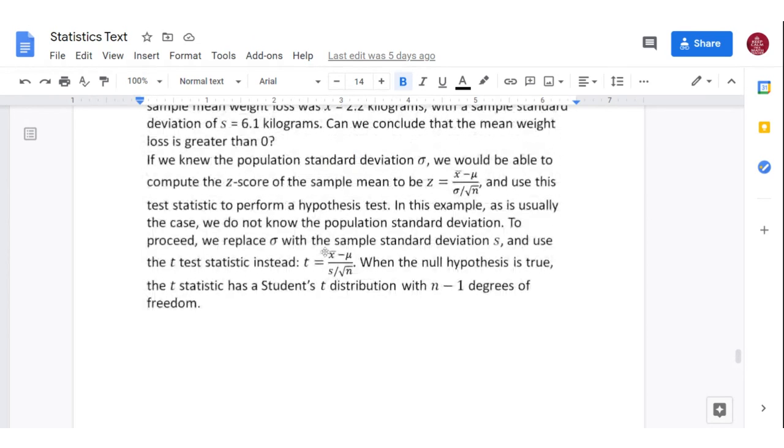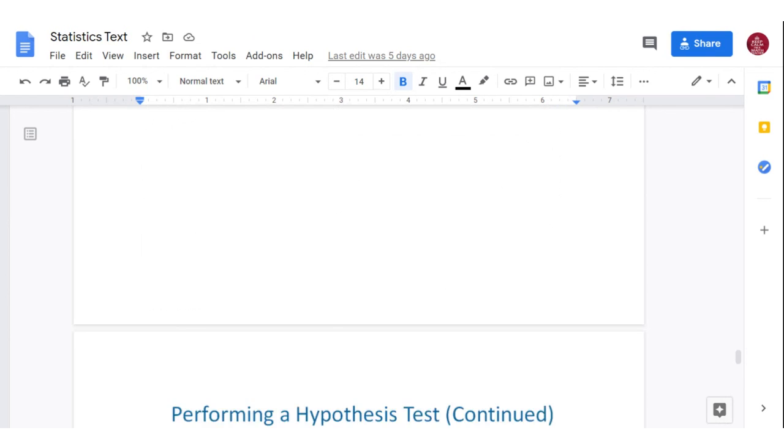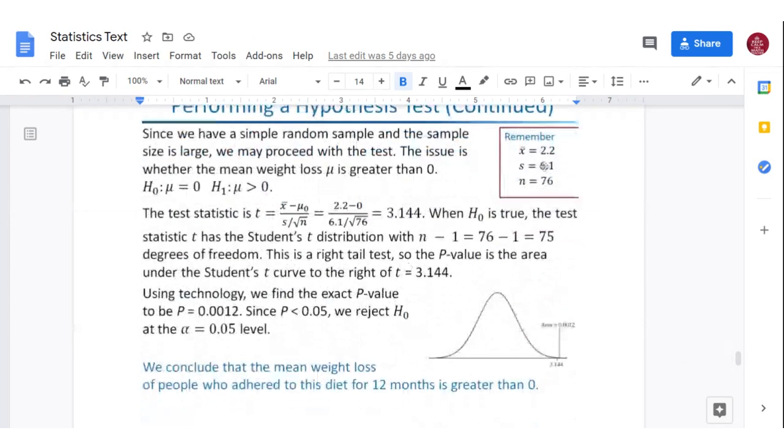The numerator is the difference between the X bar and the value you're testing, divided by the standard error. It's just like a Z value, except that when you're doing it here, you're going to the T table. All right, so we've been given 2.2 and 6.1, and we'll just pretend that we calculated those. Since we had to calculate both of those, that lets us know we have to go to that T table.